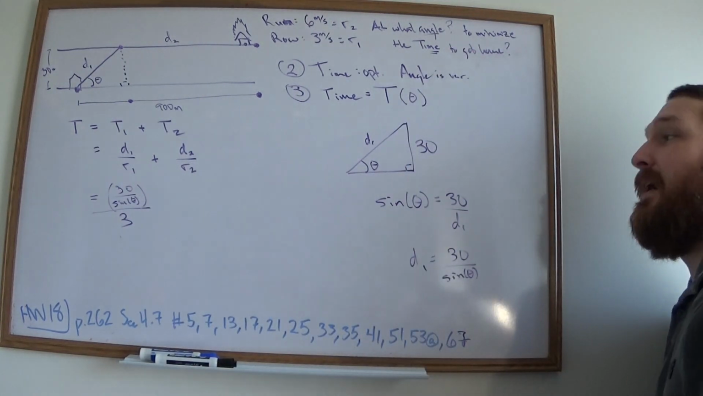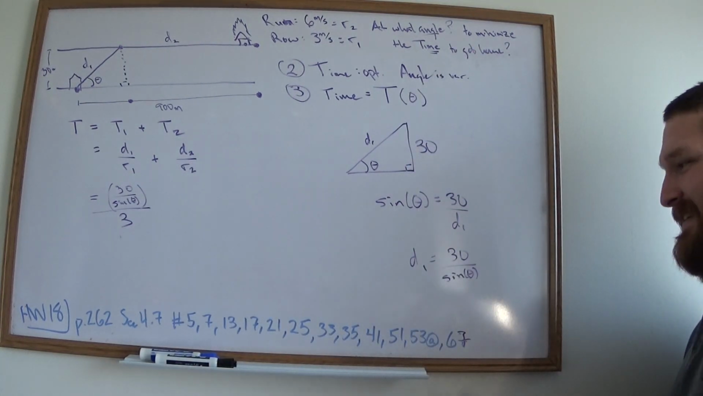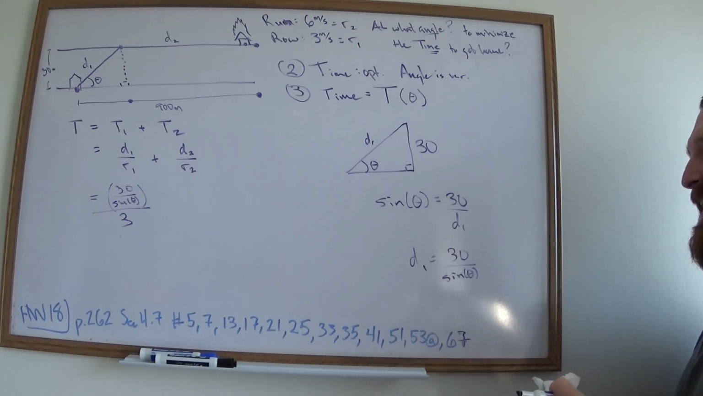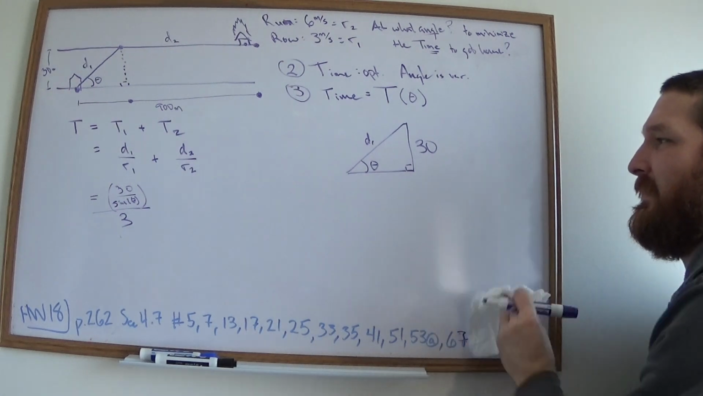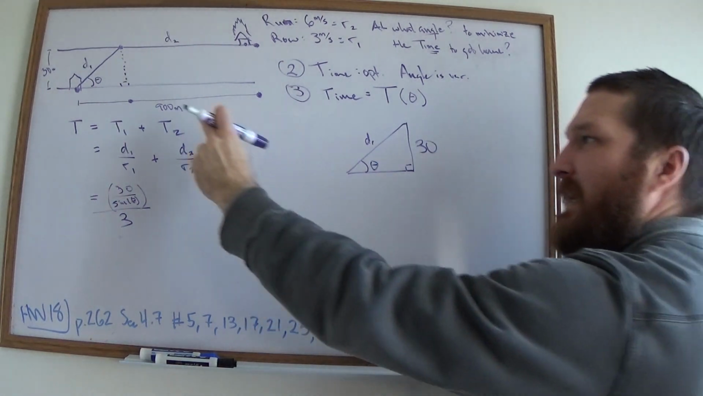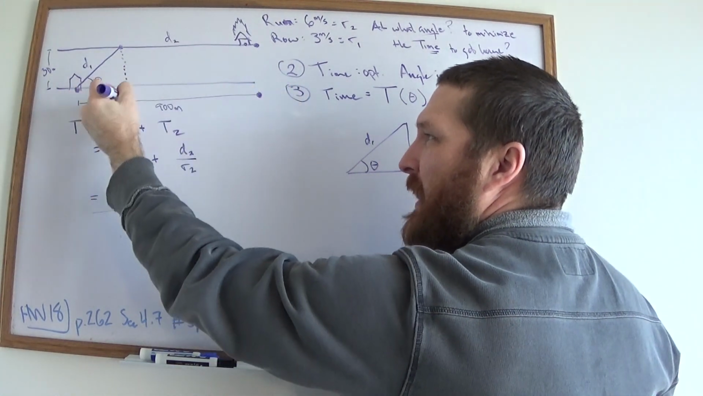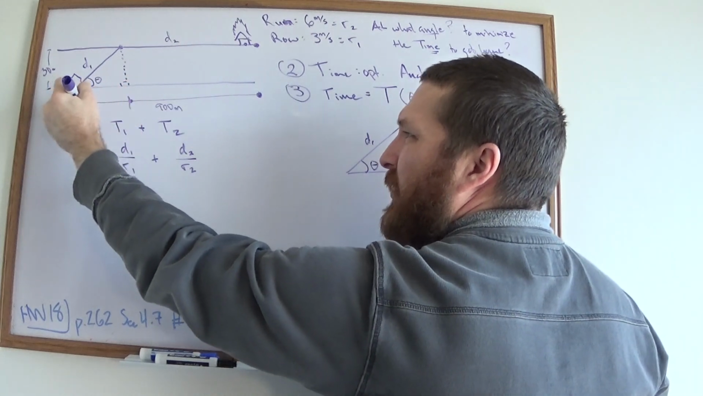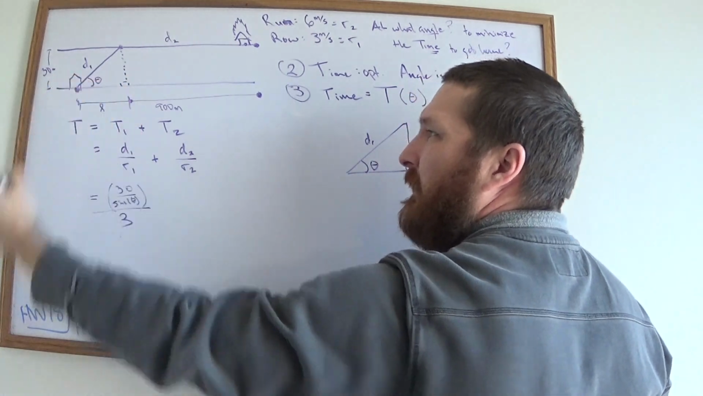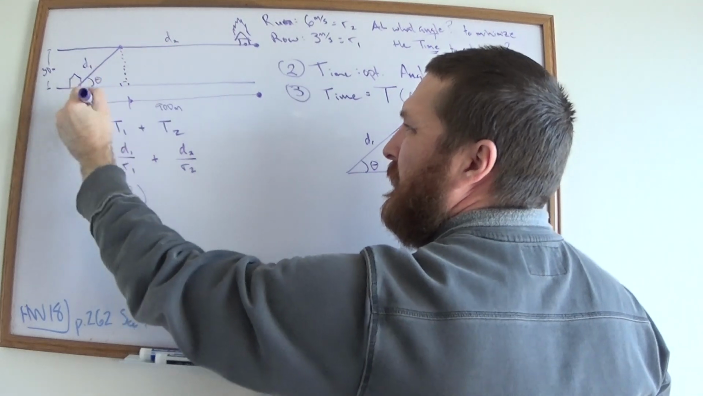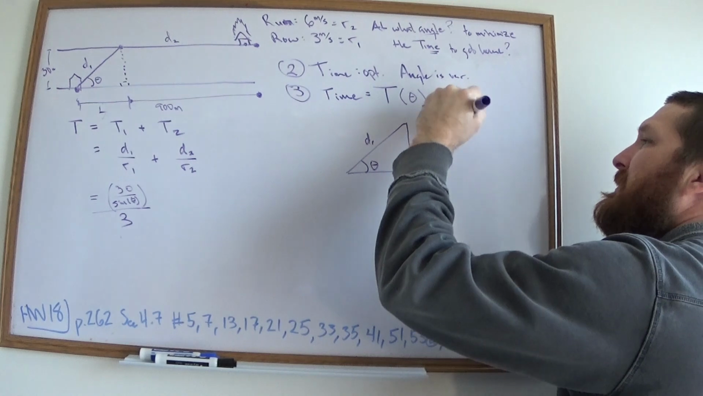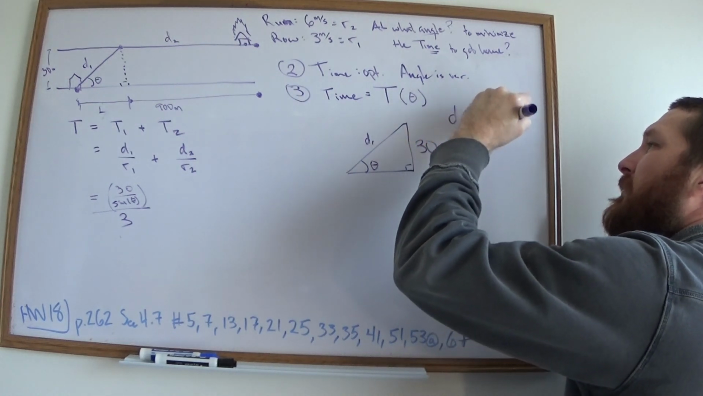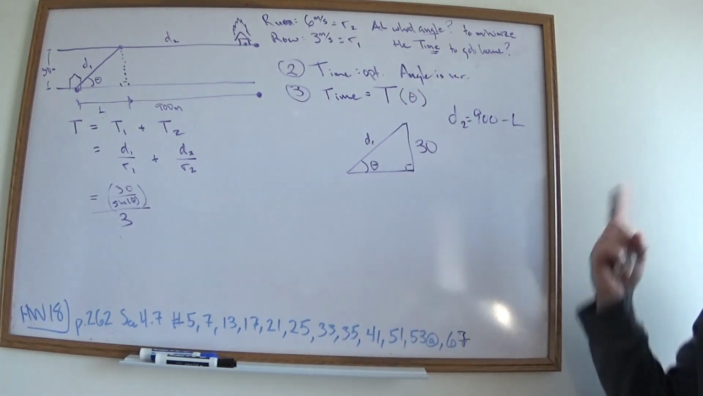900 minus D2 is the tangent of. Okay, here's the thing now. It is going to be whatever 900 minus this length. Let's call that length L. So you're telling me D2 is 900 minus L. We need L in terms of theta.